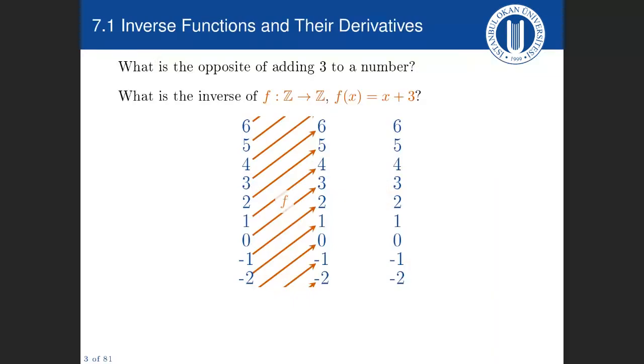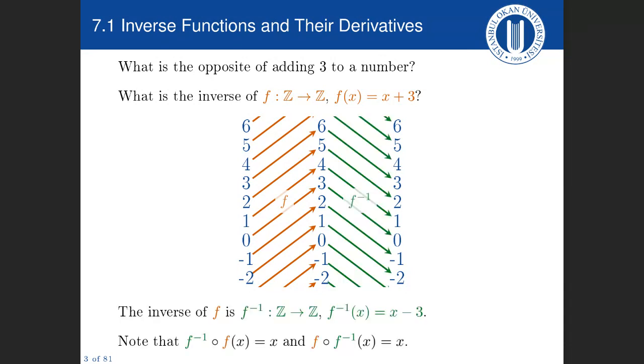What is the opposite of adding 3 to a number? That's the same as saying what is the inverse of the function f, which maps from, let's say, Z to Z and has the formula f of x is equal to x plus 3. Well, we know the opposite of adding 3 is subtracting 3. So the inverse of our orange function is this green function, which maps again from Z to Z, from the integers to the integers, and has the formula f inverse of x is equal to x minus 3.